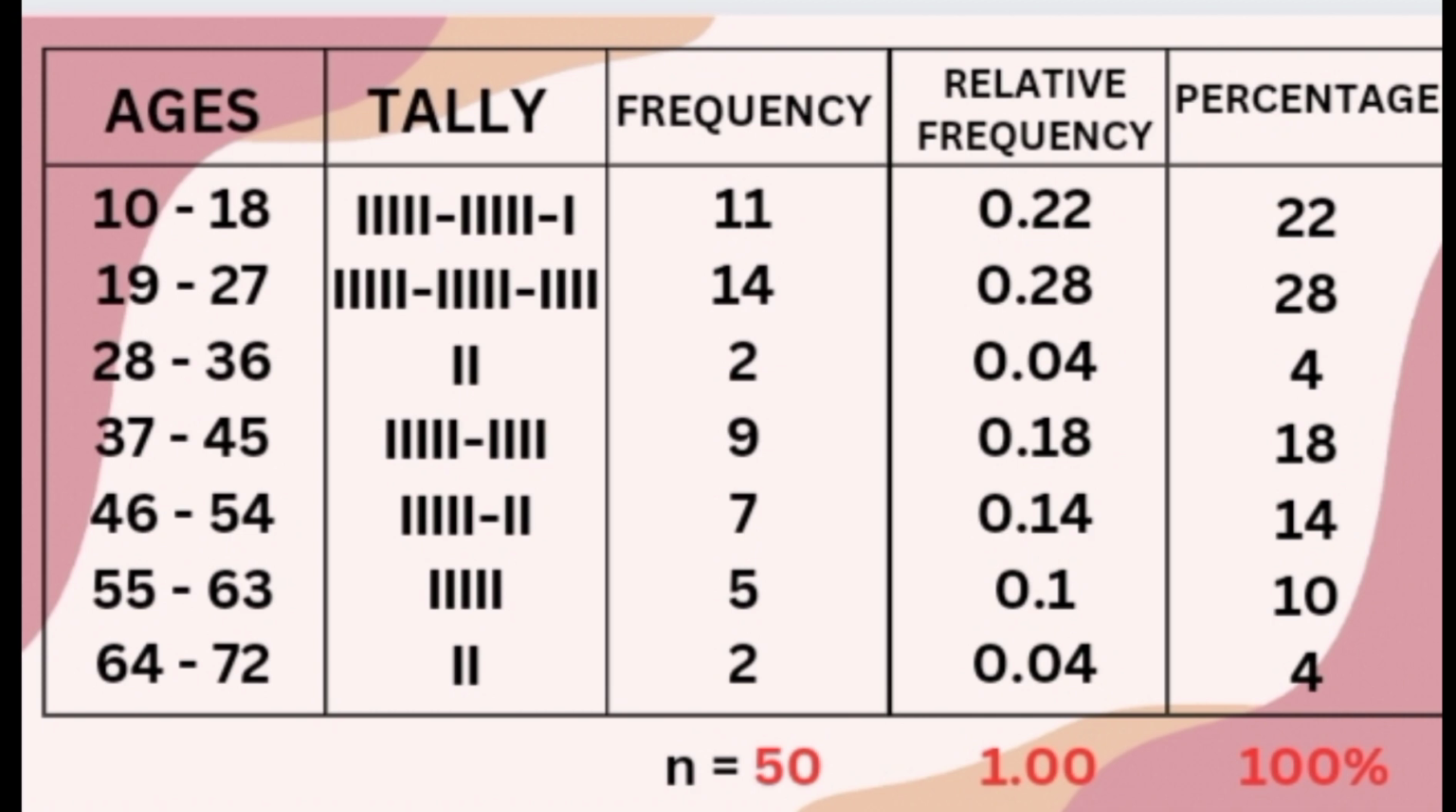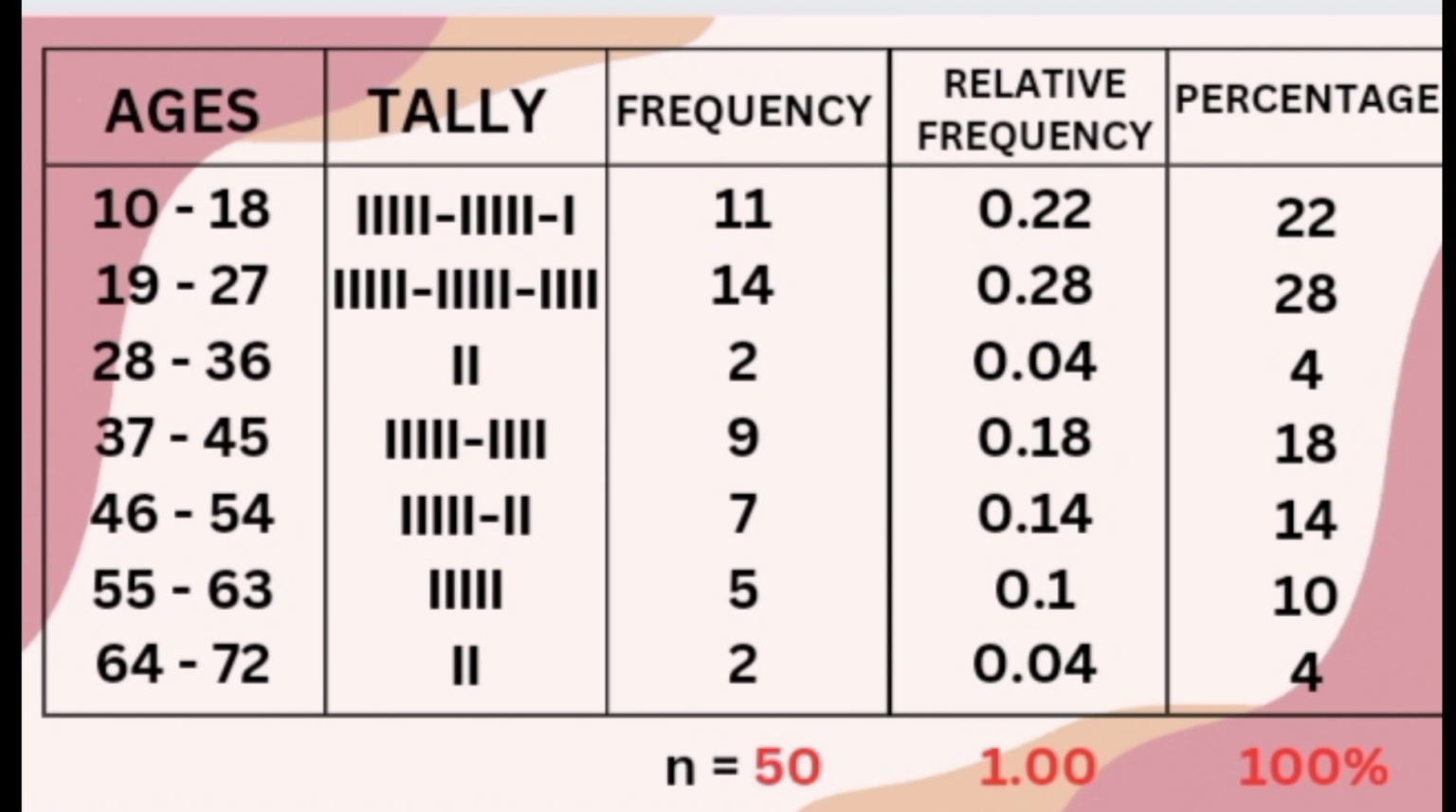Kung nakikita nyo ang n, ayun ay ang total number of frequency. So, ipag-add mo lang lahat ng nasa loob ng frequency to get the total number of frequency. To get relative frequency, frequency divided by total of frequency. Like 11 divided by 50, the answer is 0.22. Then 14 divided by 50 is equal to 0.28. Ulit-ulitin lang hanggang sa mabuo mo ang relative frequency.